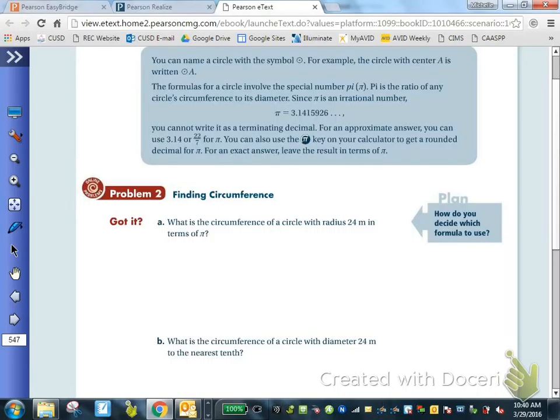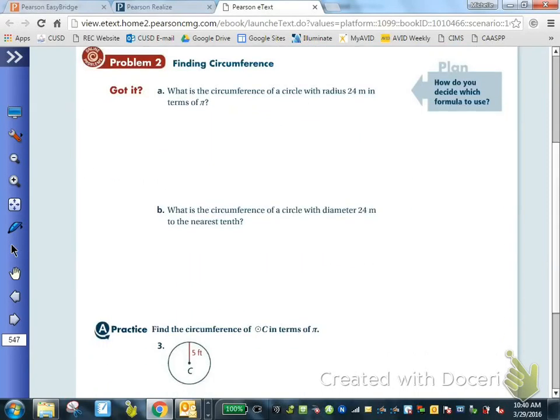And then it talks about pi. We're going to have you guys use the pi key. So that's going to be what we use. So let's do the got it together, and then you guys will do number 3 on your own in just a second. So they tell us that what is the circumference of a circle with radius 24 meters in terms of pi?